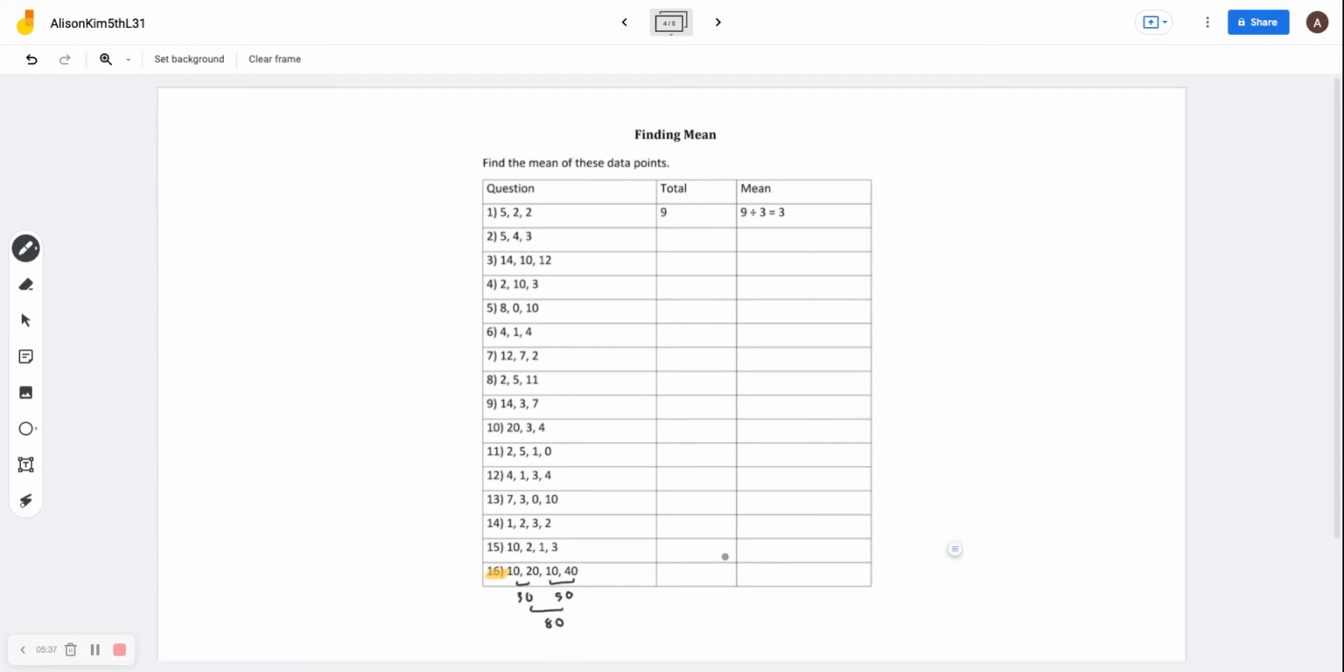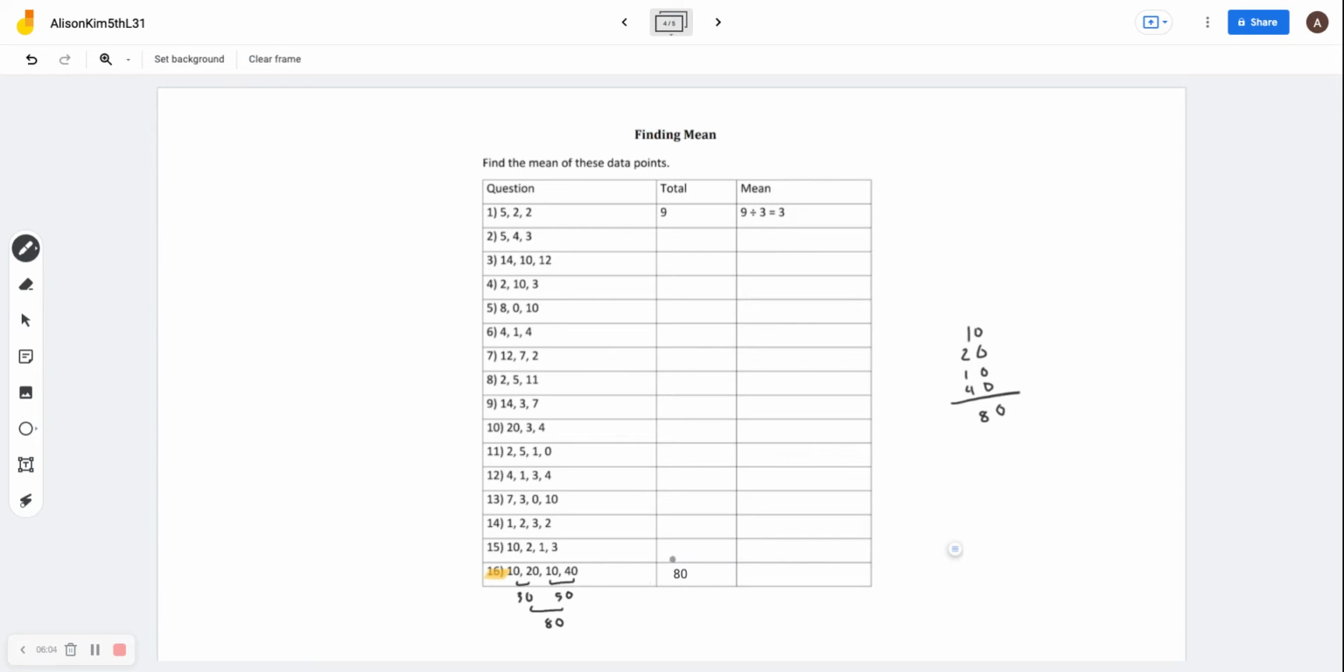If you don't want to do it this way, let's check it again by writing it all out. So 10, 20, 10, 40. Over here it's already 0. 2 plus 1 is 3. 3 plus 1 is 4. 4 plus 4 is 8. So yes, it's 80. So in the total box right here, we're going to write 80. Now we have step 1 done.